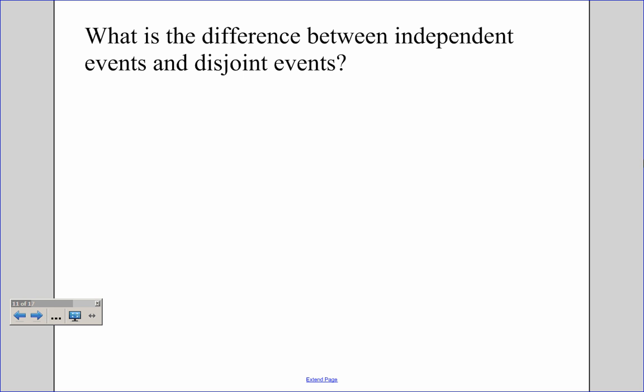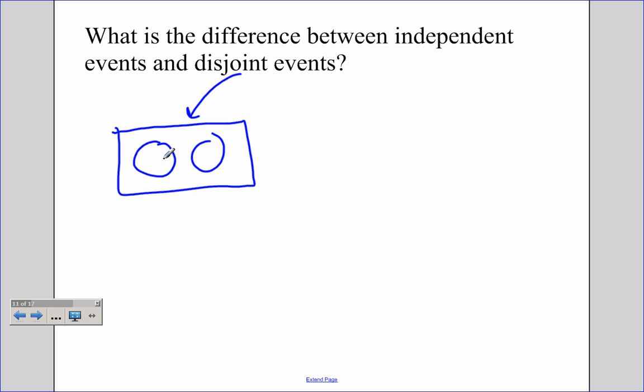Now, the difference between independent events and disjoint events. Disjoint events are events like this. There's nothing in common in the two. Independent events can be disjoint, and they can also have something overlapping. So they're not related in that manner.